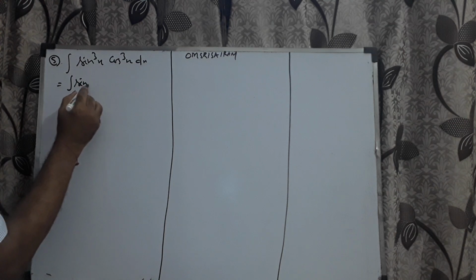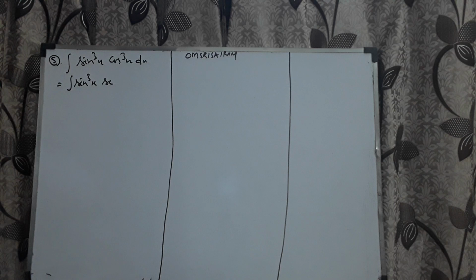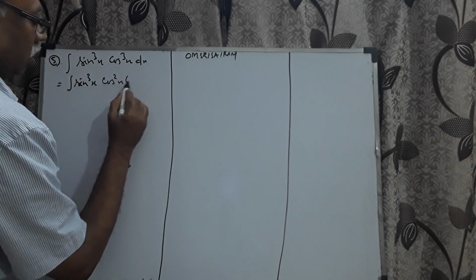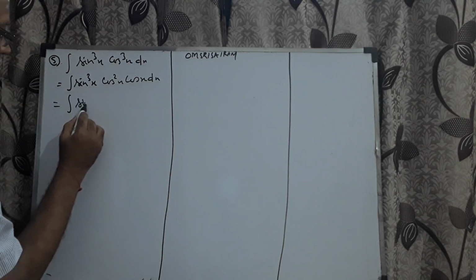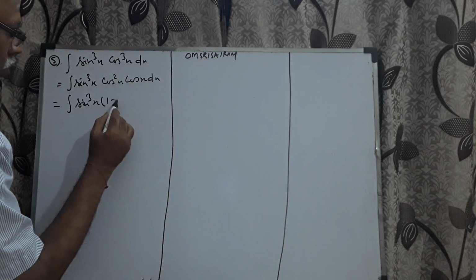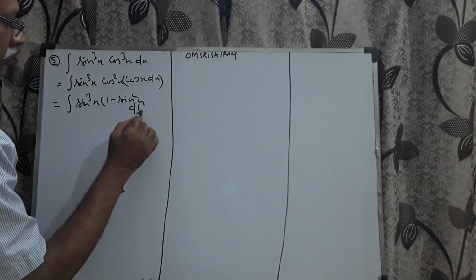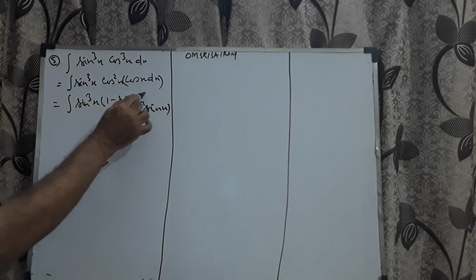What I will do is, I will write this as sin cube x cos square x into cos x. I will write this as cos square x into cos x dx. I will write this as sin cube x into 1 minus sin square x into, this can be written as d of sin x because derivative of sin x is cos x.